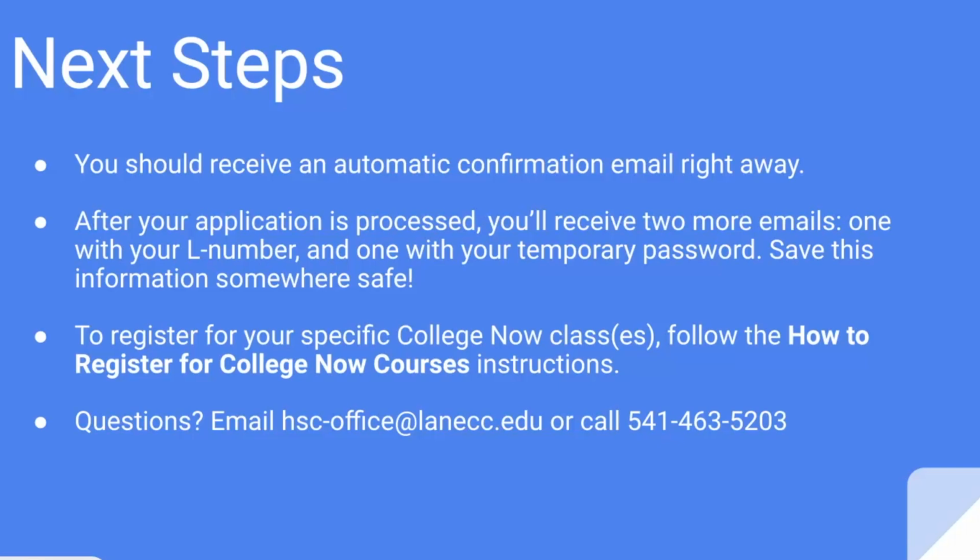You should receive an automatic confirmation email right away. And then after your application is processed, you'll receive 2 more emails. One will have your L number, that student ID number for Lane, and one will have a temporary password, and this will be different from the password that you set for the application earlier. Please make sure to save this information somewhere safe, and let us know if you don't receive these emails within a day.